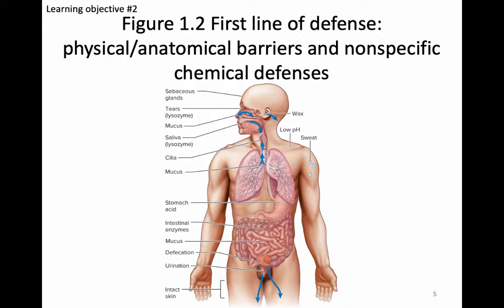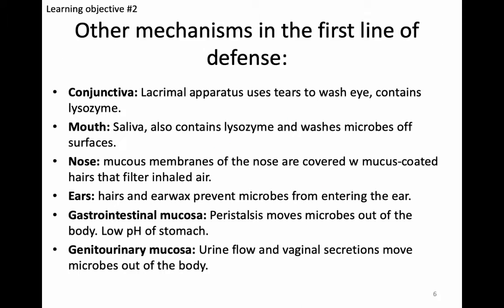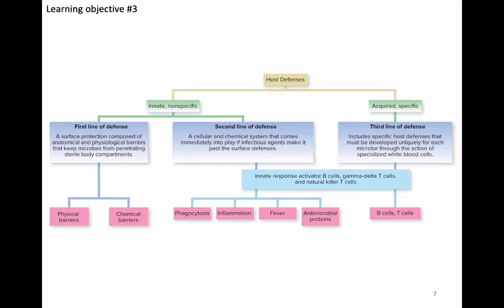We generally have a release of substances like urine, feces, sweat, earwax, and tears, which will also prevent entry of microbes into the body. Listed here are other mechanisms in the first line of defense. Their collective goal is to keep microbes out of the host.